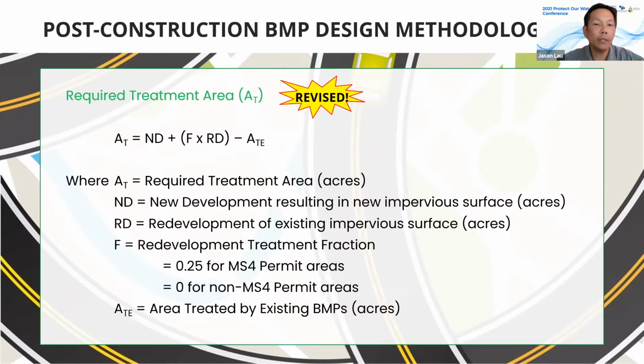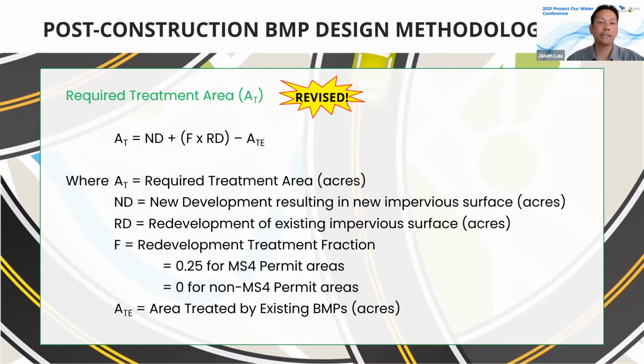And for redevelopment areas on existing impervious, because the road is already there, there's not as much of an impact to the MS4. So there is a little bit of credit. That 25% of redevelopment is required for treatment for MS4 permit areas. For non-MS4 permit areas, they typically have less funding, maybe less resources, so they're only required to treat the new development area, which is the new impervious surface area. And you also get some credit for any areas treated by existing BMPs.